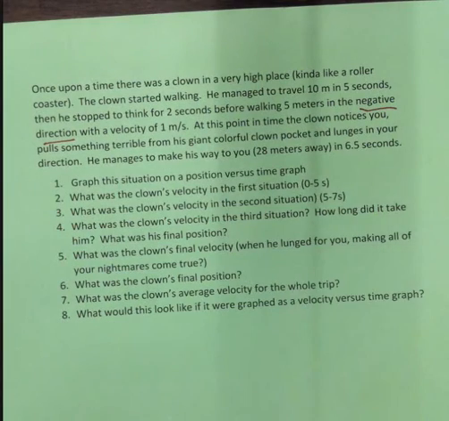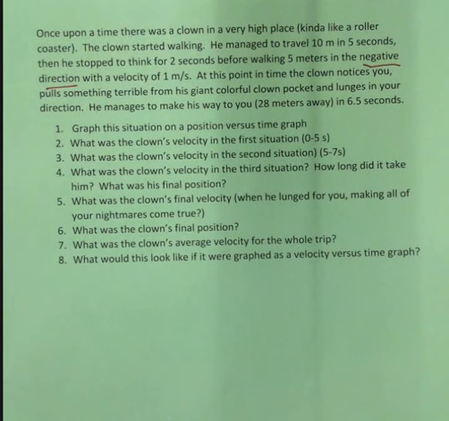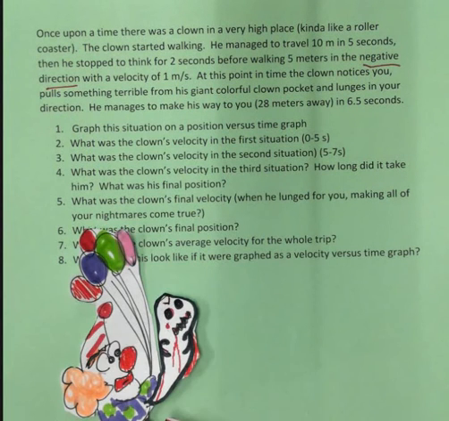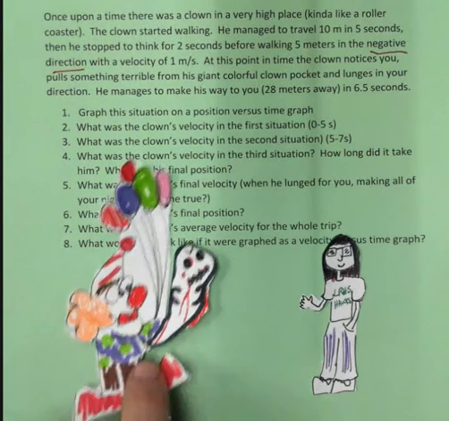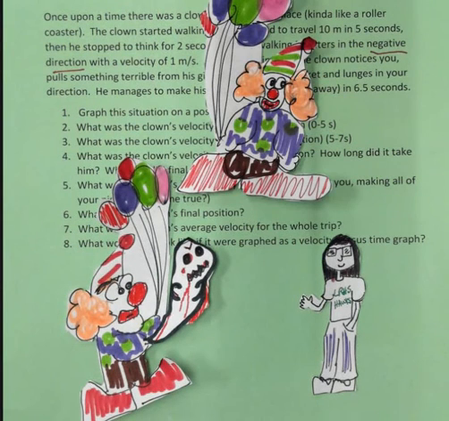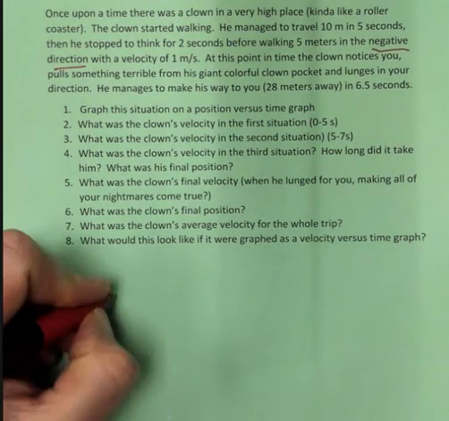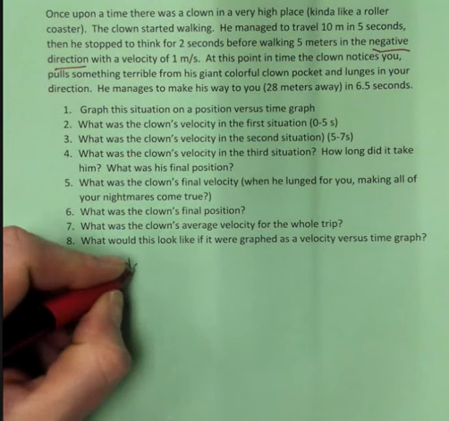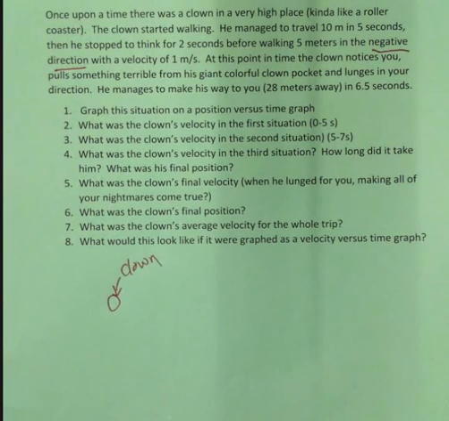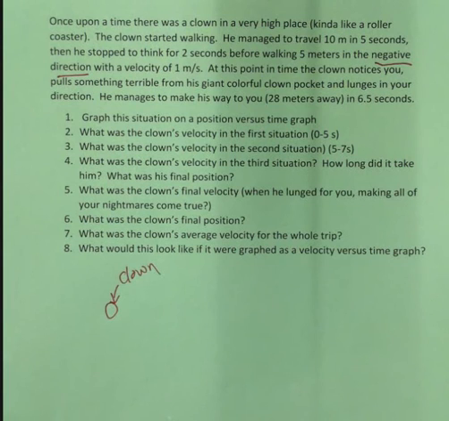So let's consider what we can do with this data. Here's what we're going to be looking at doing with this data. We're going to graph the situation on a position versus time graph first. If we're going to graph the situation on a position versus time graph, we don't need to consider the clown or you or what was in his colorful pocket. We're going to treat him like the spherical cow, as a point-like object.